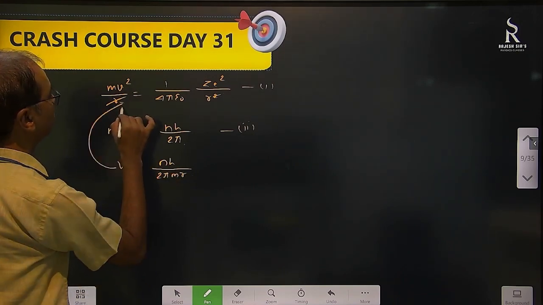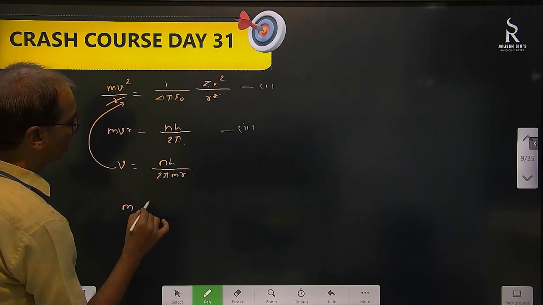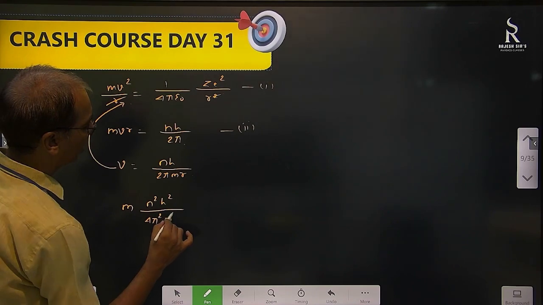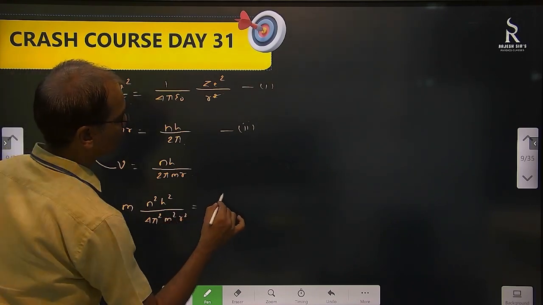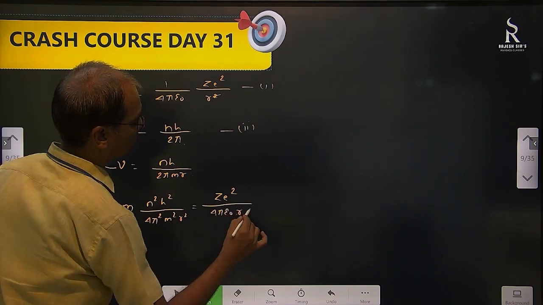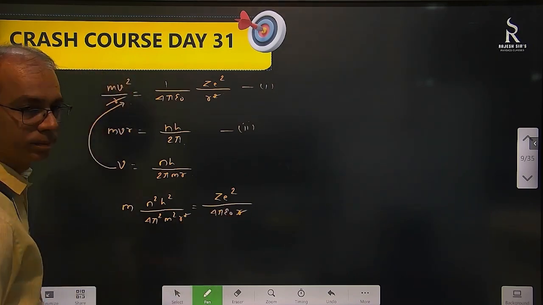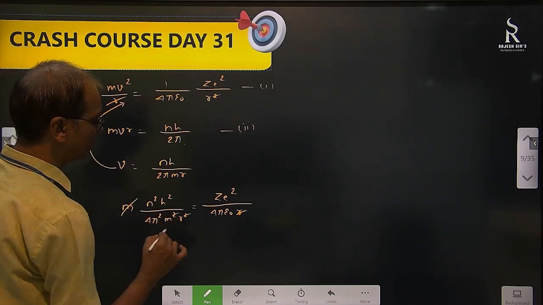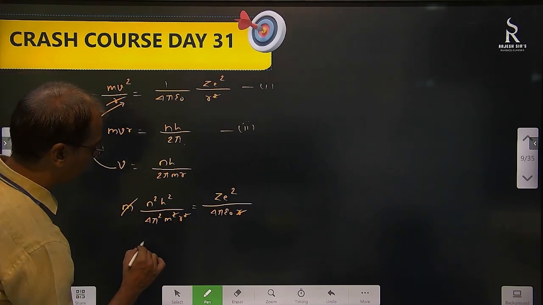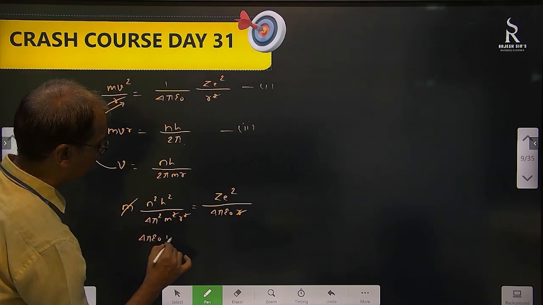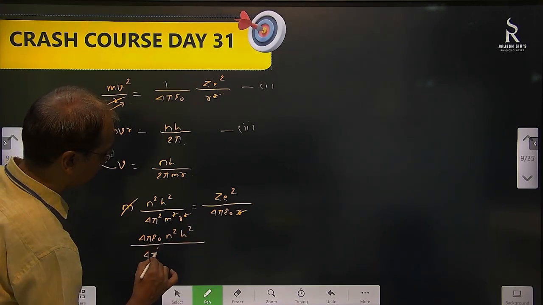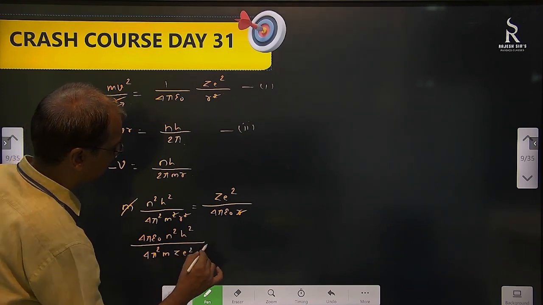This I am going to keep here. This is m, n square, h square by 4 pi square m square r square equal to Ze square by 4 pi epsilon naught r. This r and this cancel. Now the r value we want. Can we get it? Yes, we can. We take r over here and bring everything over here. So 4 pi epsilon naught n square h square by 4 pi square m Ze square. That's equal to r.